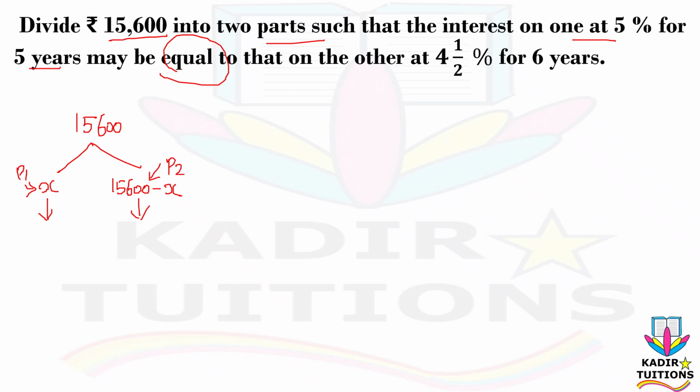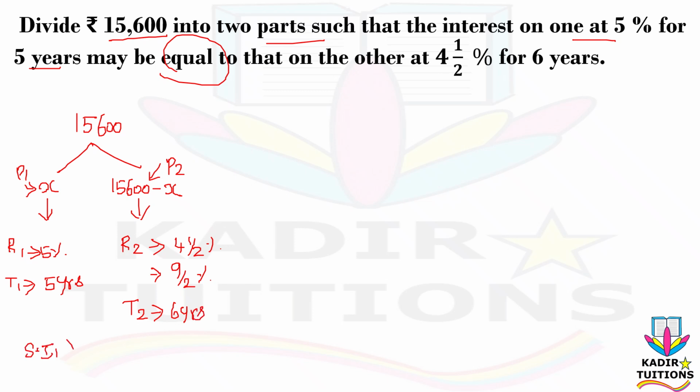So for the principal P1, we have the rate of interest as 5% and the time duration as 5 years. And for the principal P2, the rate of interest is given as 4.5%. We can convert that to an improper fraction, which is 9/2%, and the time duration is going to be 6 years. If you calculate the simple interest for the first part and for the second part, both interests are going to be equal. This is the framework of this question.